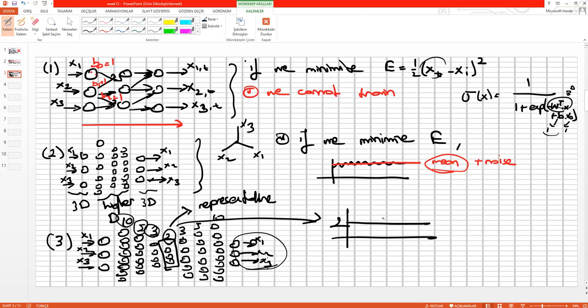Yes, because in this 2 neuron or 3 neuron structure, we just generate the important part of x1, x2, and x3. Otherwise, this neural network cannot be modeled or cannot generate x1, x2, and x3. We force the neural network to learn it. Okay?